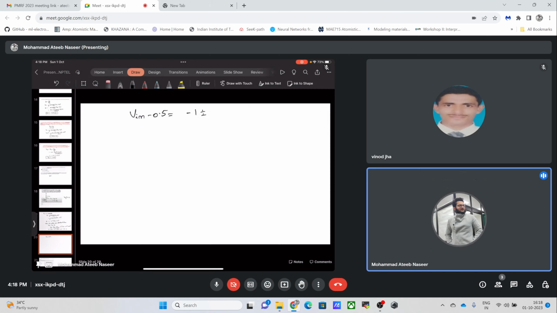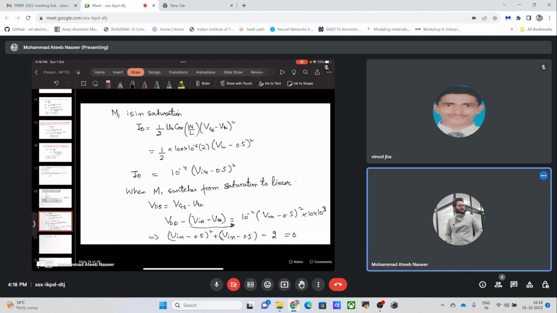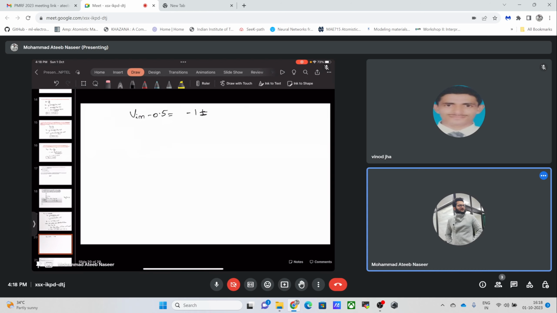minus 1 plus minus 3 by 2, so it is minus 1 plus 3 by 2, it is simply 2 by 2 is 1, so V in is equal to 1.5 volts. So it is simply equal to 1.5 volts.